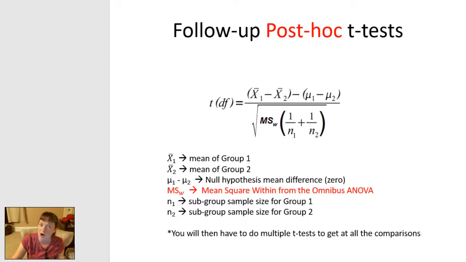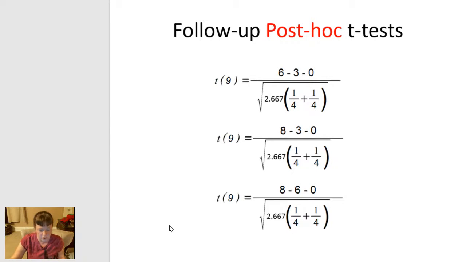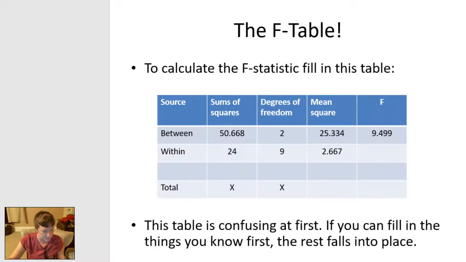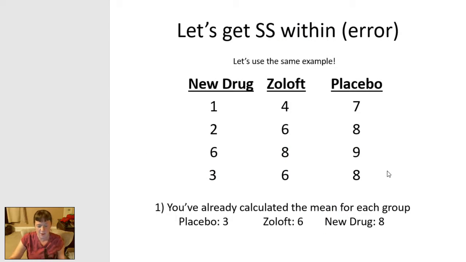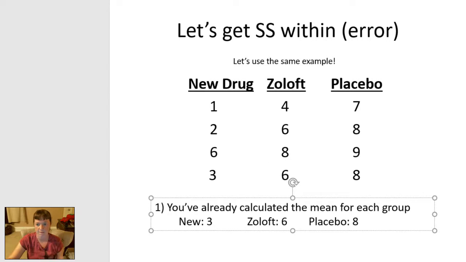Let's look at how this applies to our current example. Here are going to be the follow-up t-tests for our current example. Let's go back to our data real briefly. Now remember, we had the placebo, now remember, we had three groups, right?